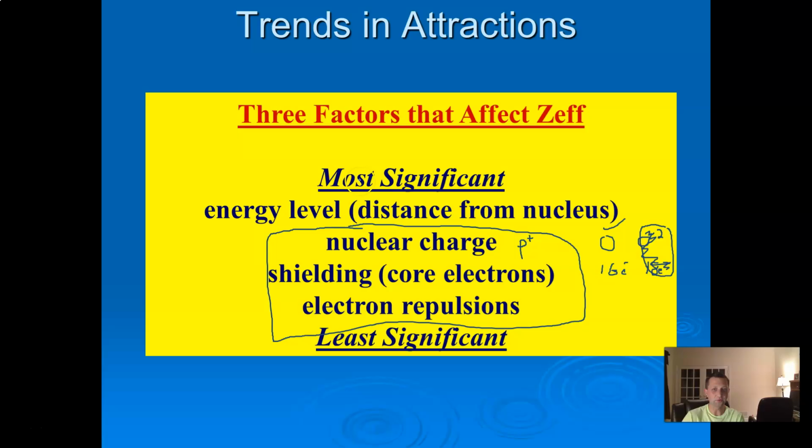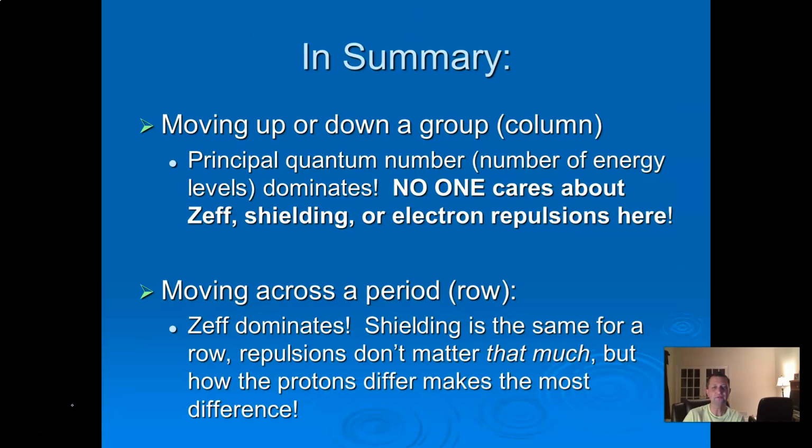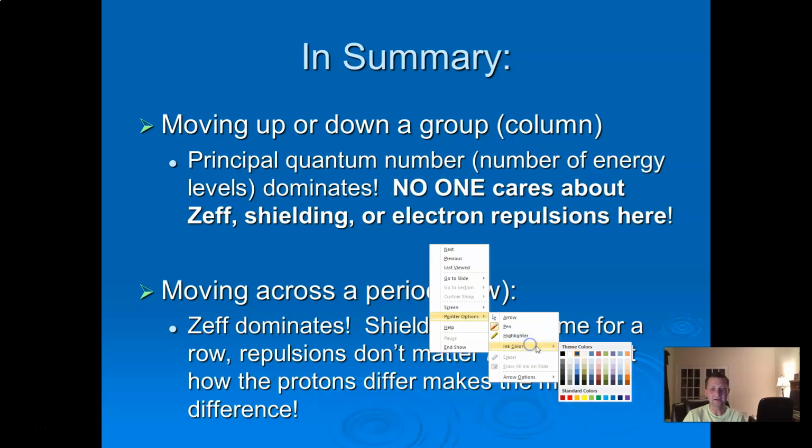But it's in order from most to least significant, really important. So, final slide. In summary, moving up or down a group, you focus on principal quantum number, number of energy levels only. I'm not trying to be dramatic here, but no one cares about anything else. Don't include it in your answer. I don't want to see it there, okay?